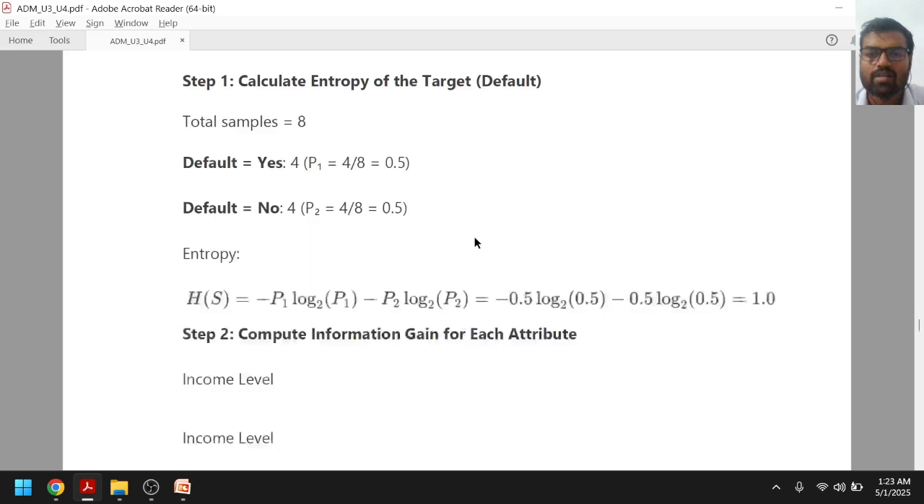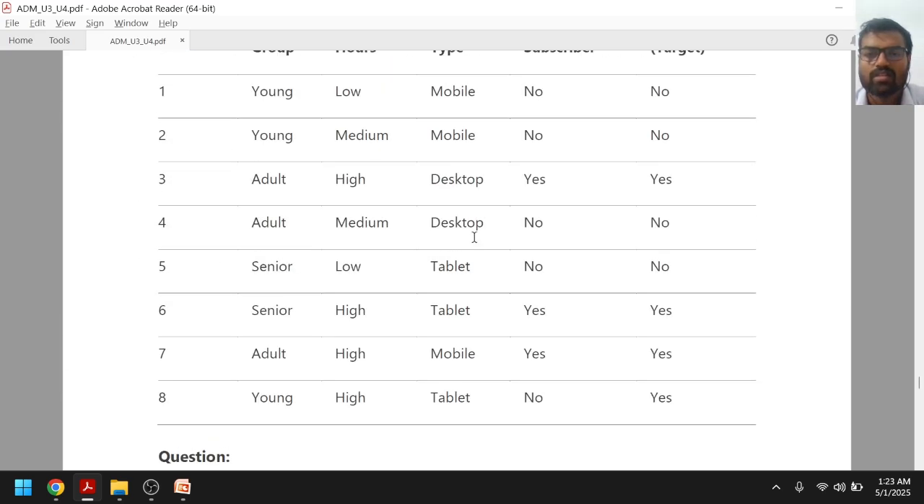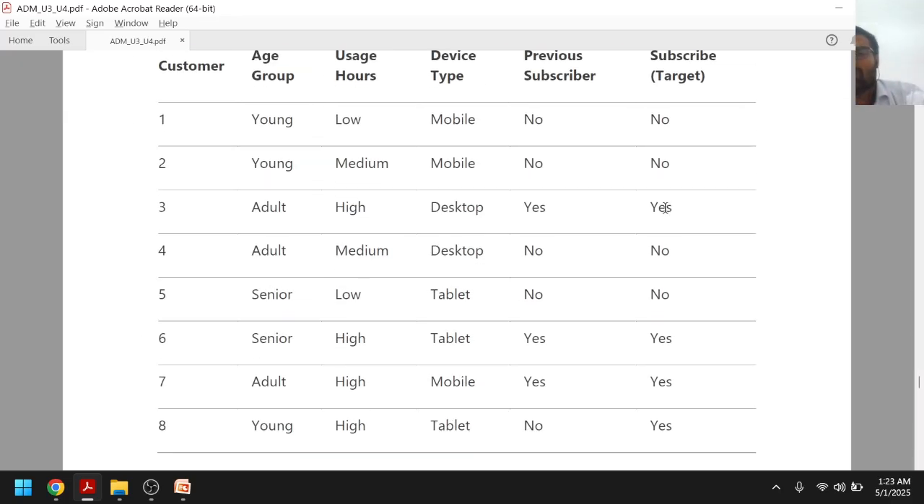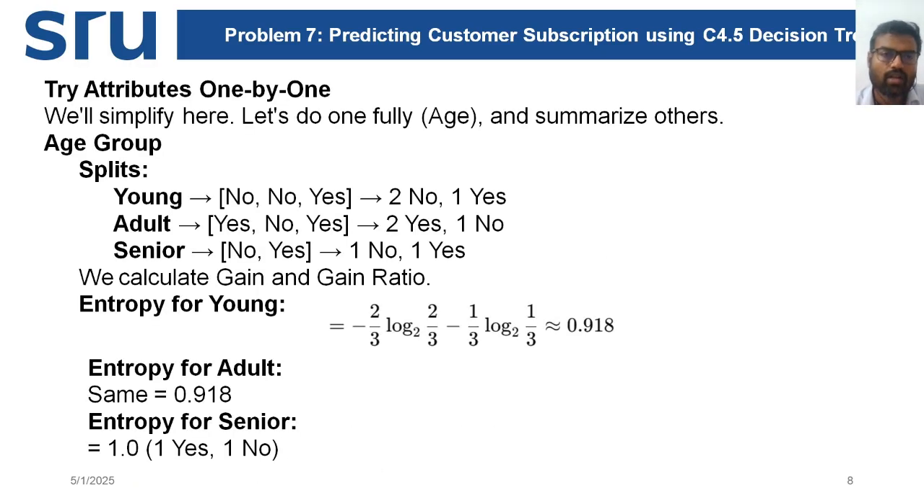Based on that, let's get back into our data set. This is the data set, right? The target: how many no's? 1, 2, 3, 4. How many yeses? 1, 2, 3, 4. Totally 4 by 4. Again we are getting 1.0 entropy because it is half and half. There should be either all yes or all no. Otherwise, if you have this mix, it's always impure.